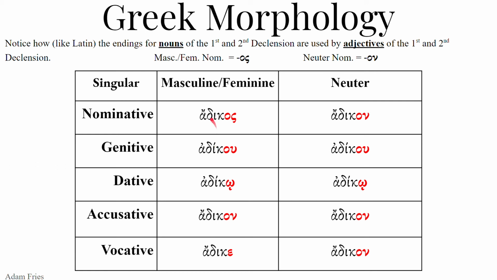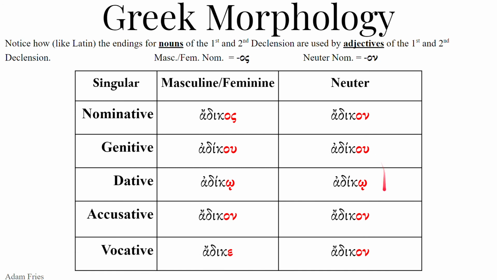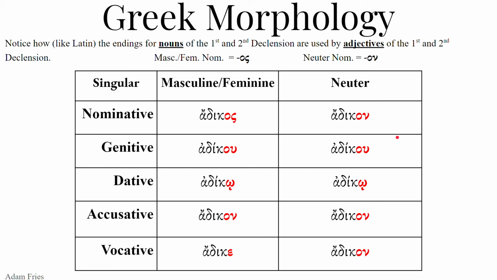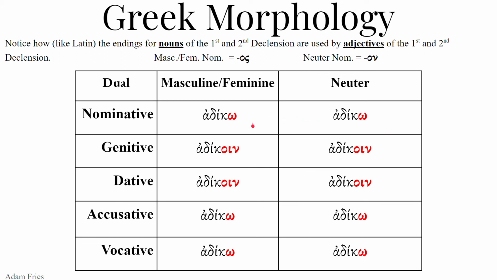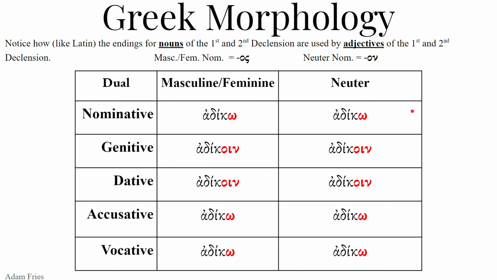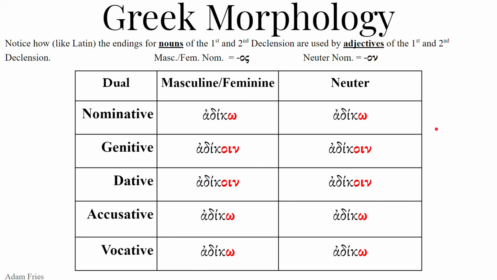Here we go. Adikos, adikou, adikoi, adikon, adike, and the neuter adikon, adikou, adikoi, adikon, adikon. For the dual, adiko, adikoin, adikoin, adiko, adiko. The neuter, adiko, adikoin, adikoin, adiko, adiko. No, that was not the simulation messing up. The forms are the same.